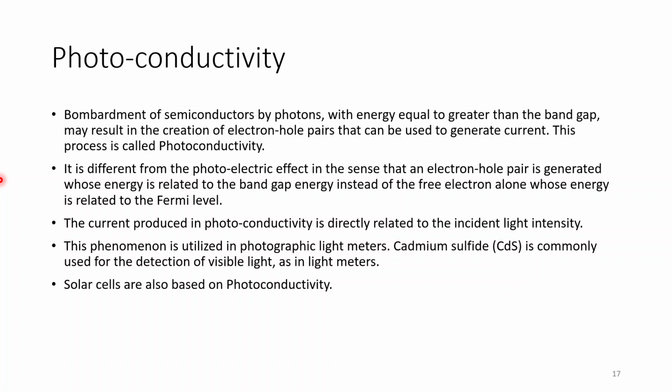The current produced in photoconductivity is directly related to the incident light intensity, and this phenomenon is utilized in photographic light meters. Cadmium sulfide is commonly used for the detection of visible light, as in light meters. Solar cells are also based on photoconductivity.